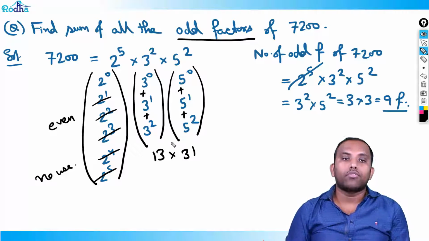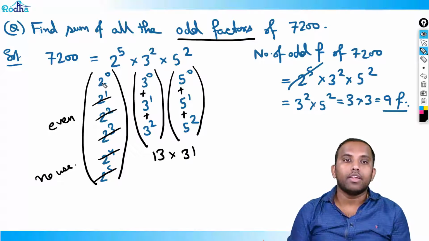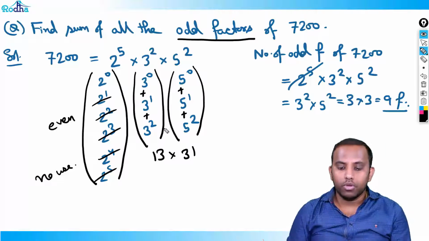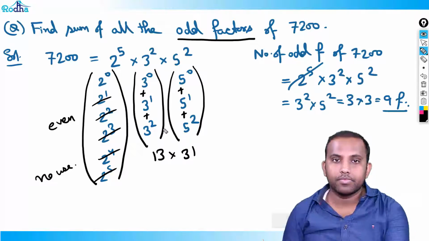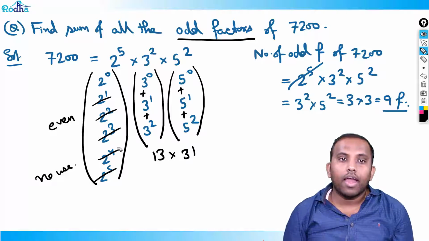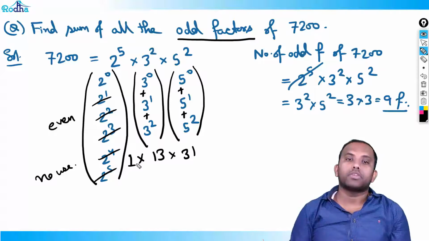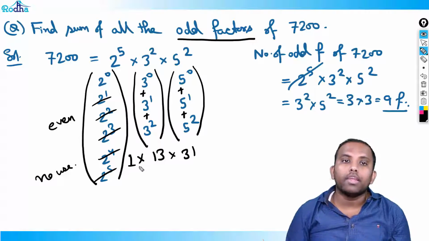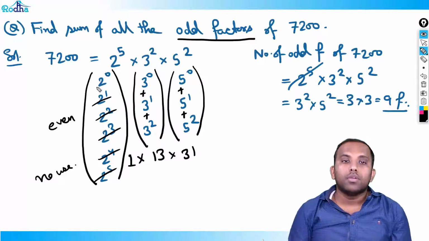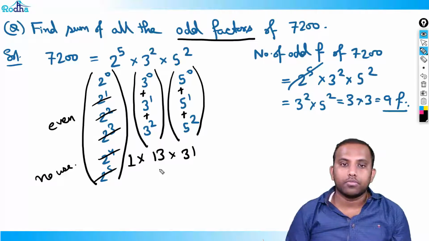Now, the sum of all the odd factors. 1 will also be an odd factor here, so in these cases I have to include this 1. So this is 13 into 31, and from this bracket again I have to take 1. This 1 again won't make any impact on our summation, because it is 1 into 13 into 31. 1 is the summation of this bracket, 13 is the summation of this bracket, and 31 is the summation of this bracket. So 1 into 13 into 31 is the answer.